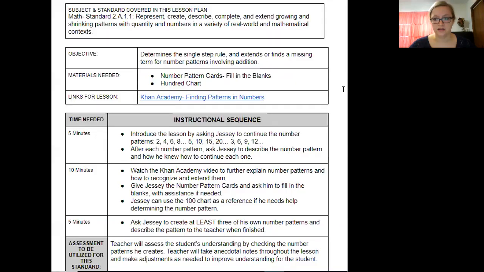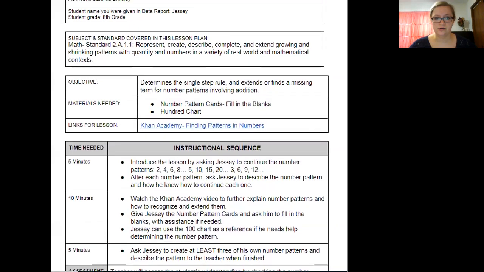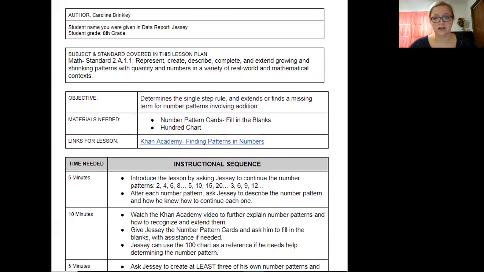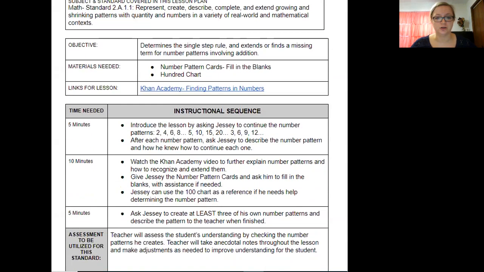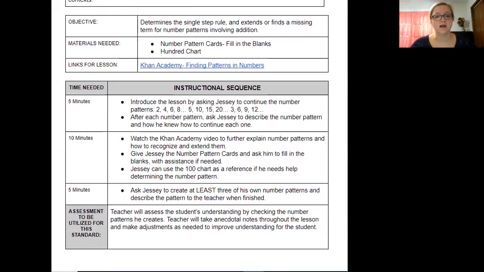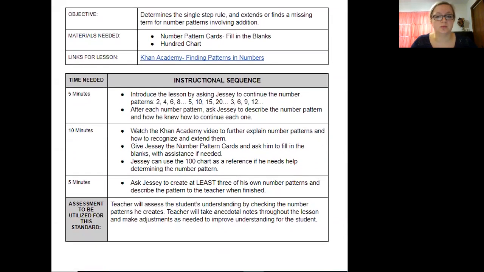And here it is. Like I said, the data that I was given was for Jesse. He is a student in 8th grade, and it was the math test that I was given the data on. So standard 2.A.1.1. The objective is to determine the single step rule and extend or find a missing term for number patterns involving addition. Materials needed, I would give him number pattern cards that I create on my own.